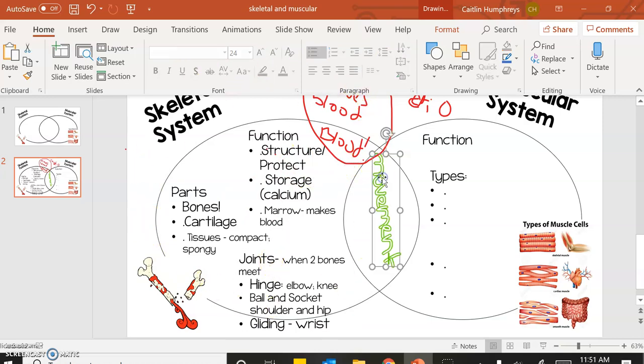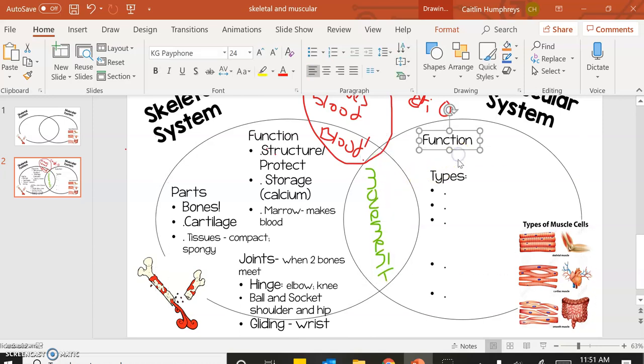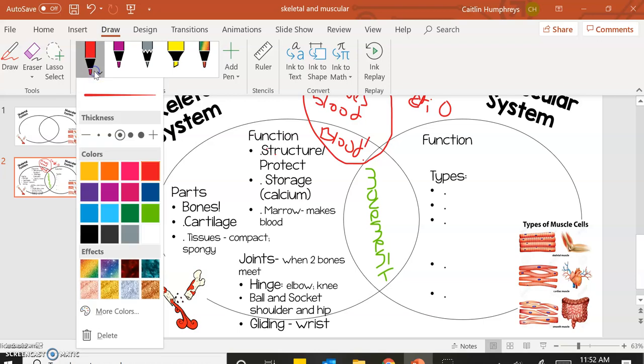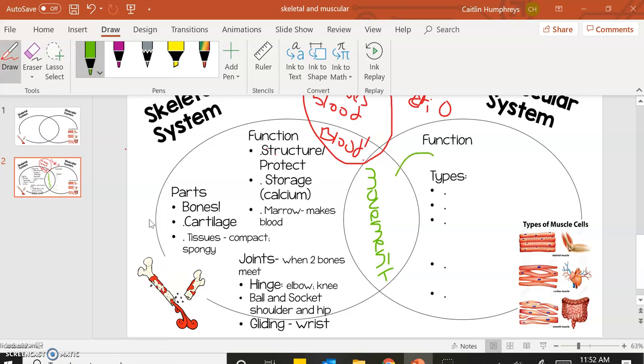Now, we said our skeletal system works with our muscular system for movement. So the main function of the muscular system is movement. Now, what movement, what is it moving, is a great question. We have different types to determine what different things it's moving. So let's look at our types.